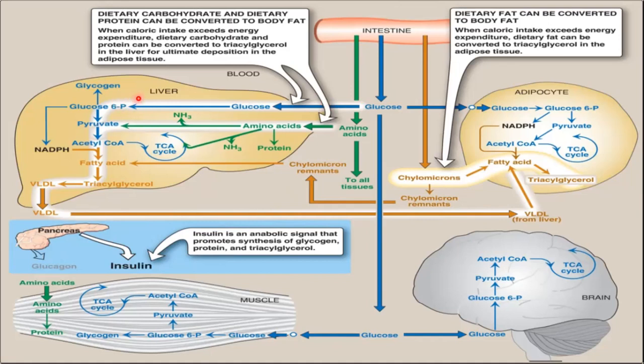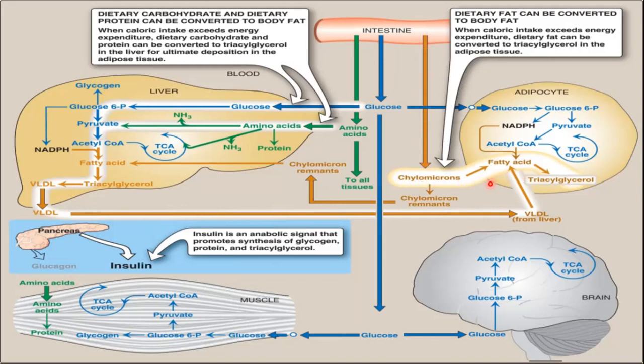Once in the liver, this glucose will mainly go to glycogen synthesis. Also, it can go to formation of fatty acids. Also, these amino acids, once in the liver, usually go to protein synthesis. Also, in the muscle, the amino acids will form proteins. Then we have the fatty acids, which enter in the form of chylomicrons.